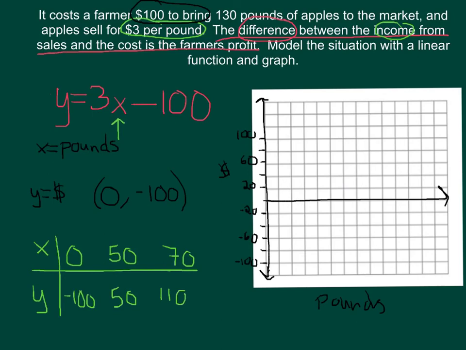So let's graph those 3 points. 0 is at negative 100. At 50 pounds is $50. So 20, 40, 50. And then at 70 pounds is $110. So connect those 3 dots for our linear graph.